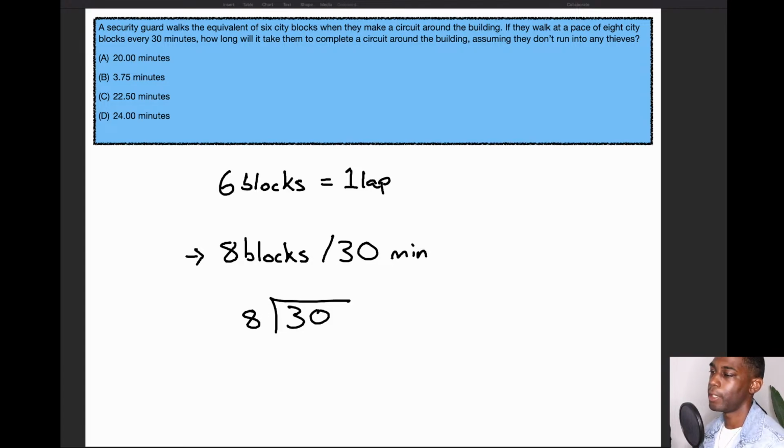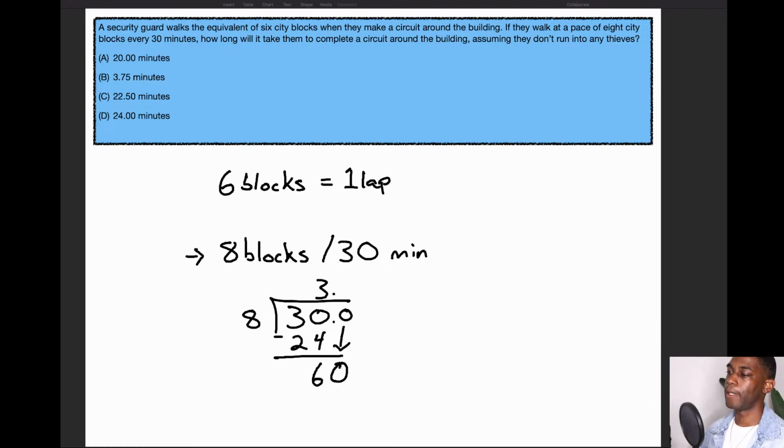So 8 does not go into 3. However, it does go into 30 3 times. 8 times 3, we know is 24. Boom. We're going to subtract 30 minus 24. It's going to give us 6. Okay. 8 doesn't go into 6, so we need to add a little something over here, right? And then drop this 0 down. I hope y'all remember that in division class, giving us 60. This decimal can pop up over here, right? 8 goes into 60 a total of 7 times.